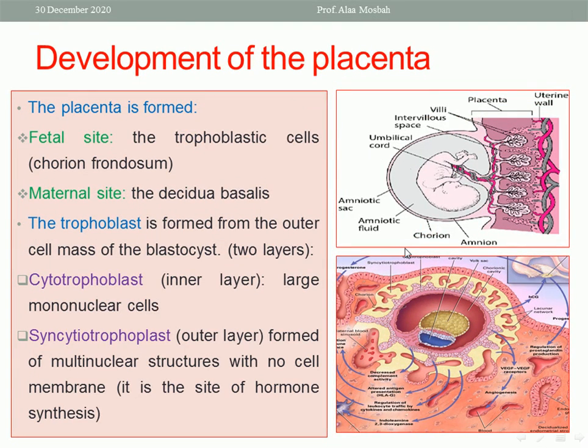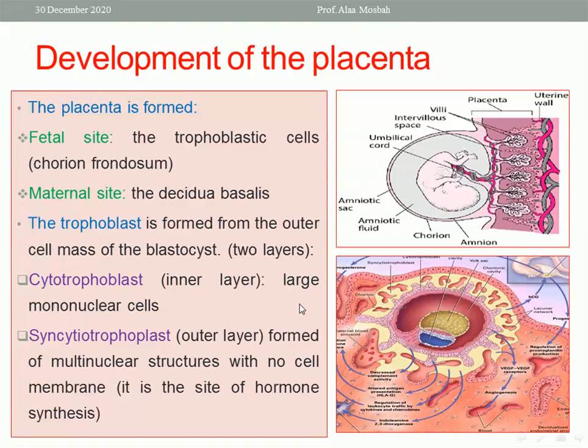So, what is the development of the placenta? Development of the placenta, as you see in this picture, is formed from two parts, fetal side and maternal side. The fetal side constitutes the trophoblastic cells, or what's called chorion frondosum, while the maternal side is the decidua basalis. Okay? So, maternal side, decidua basalis, fetal side, chorion frondosum.